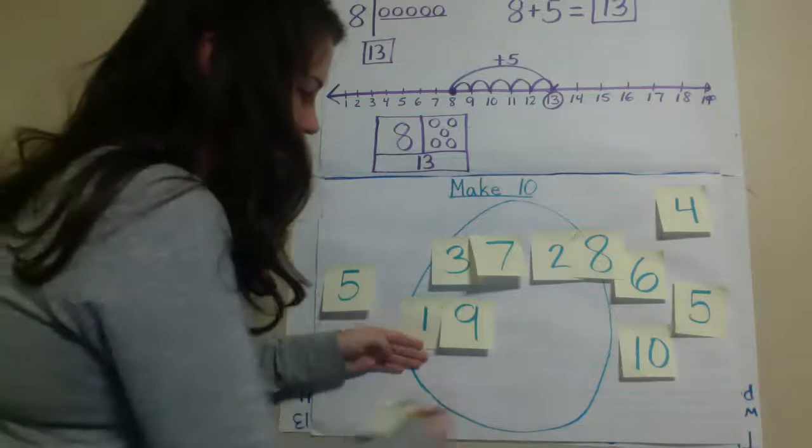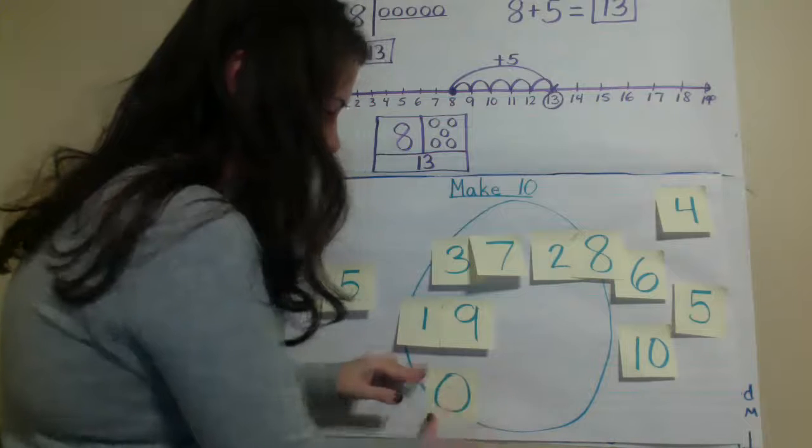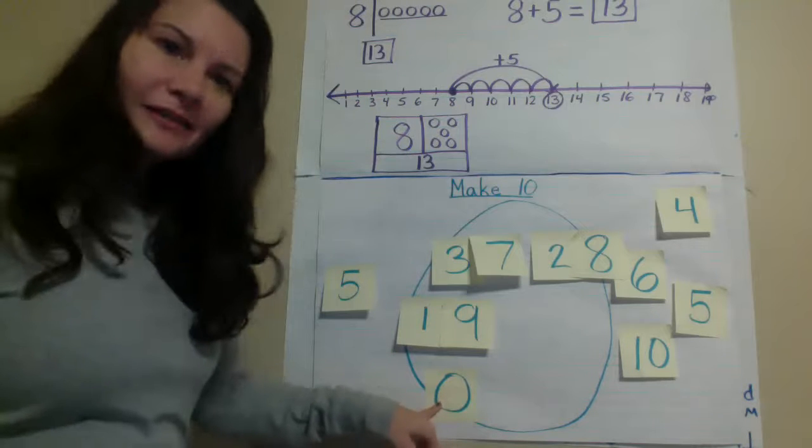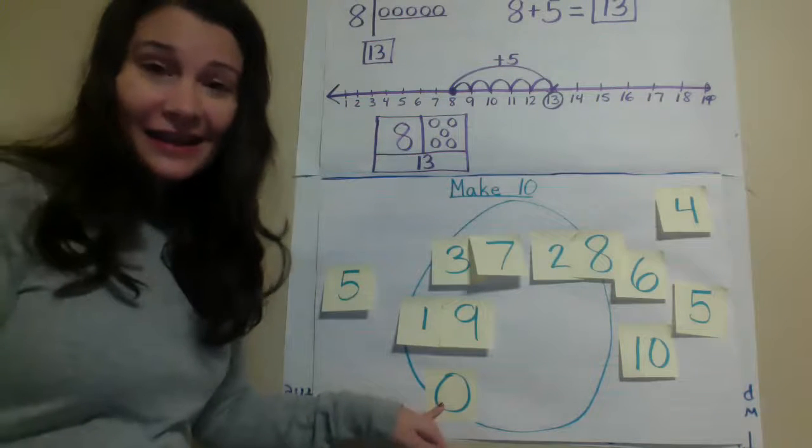What if I had 0? What would I have to add to 0 to get to 10?